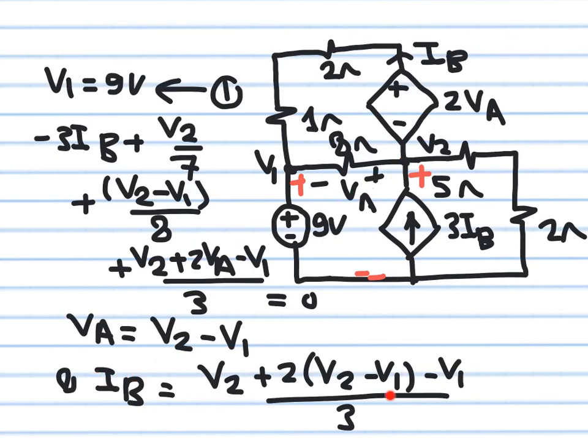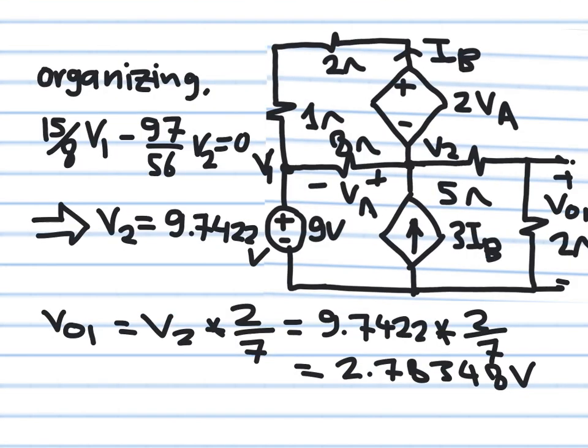So this is IB in terms of V1, V2, and V3, and this is VA, which is this voltage here, simply V2 minus V1. So take these two and substitute in this equation and organize. I'm not showing the organization step. You can do it on an external piece of paper. You will see that you will get the equation shown in the next slide. So I did the organization outside. I got this equation here: 15 over 8 V1 minus 97 over 56 V2 is equal to 0.